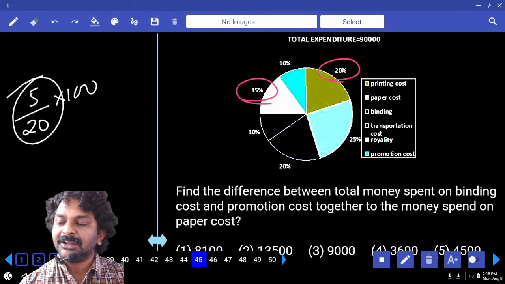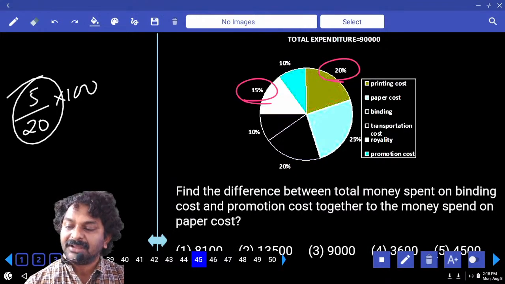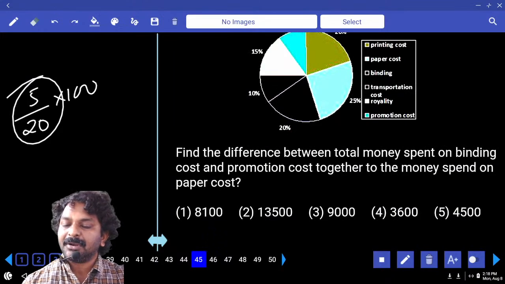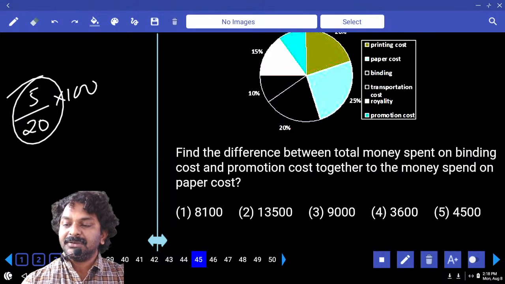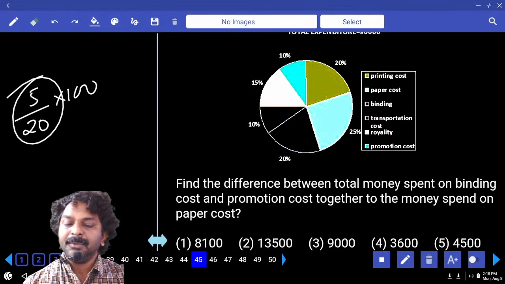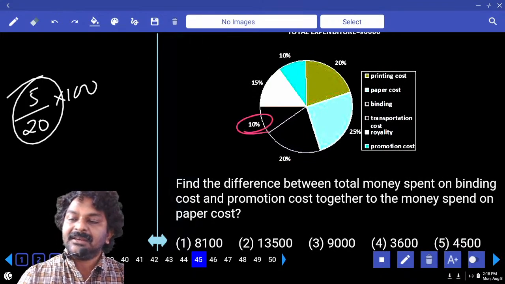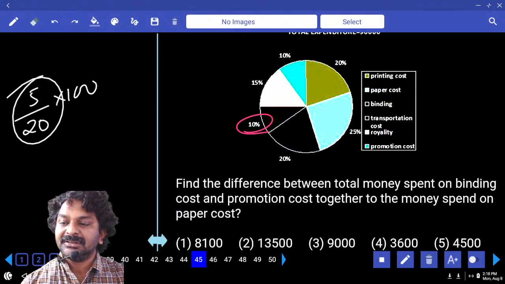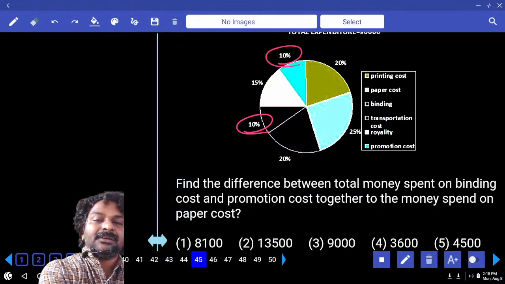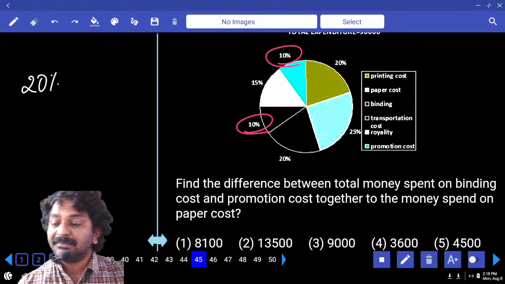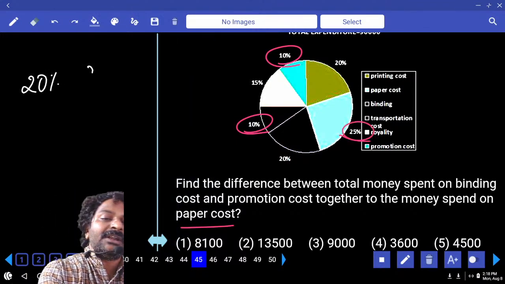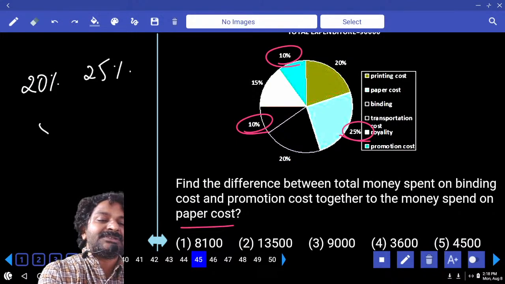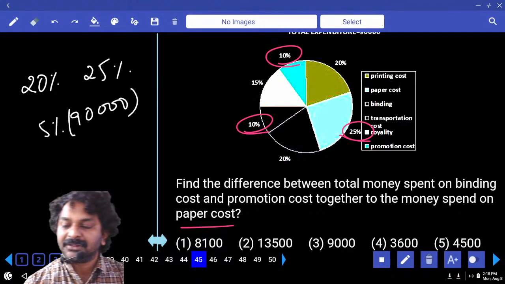Find the difference between total money spent on binding and promotion cost together and the money spent on paper cost. Yes? Right. You can see all 5 multiples among options. Oh, no. So let's calculate. Binding cost 10. Promotion cost 10. Total 20%. Difference between this number and money spent on paper cost. How much is paper cost? 25. And the difference between these two numbers is 5%, calculated upon 90,000. Answer 4,500.